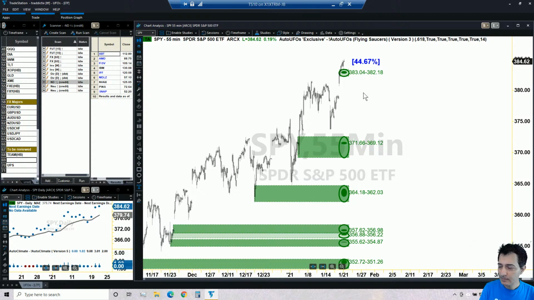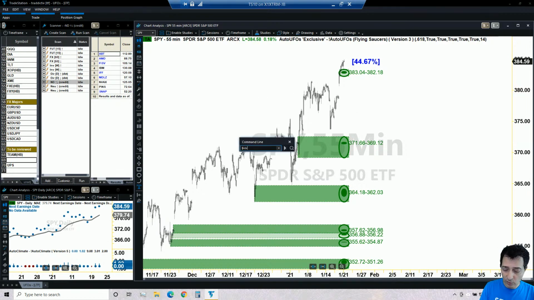What else? Well, UFOs. You can see here a UFO was formed, actually that was yesterday, and notice how that has been tested. And the moment it's been tested, price continued moving higher, again in that all-time high territory. So again, we are likely going to see the market continue in that direction.